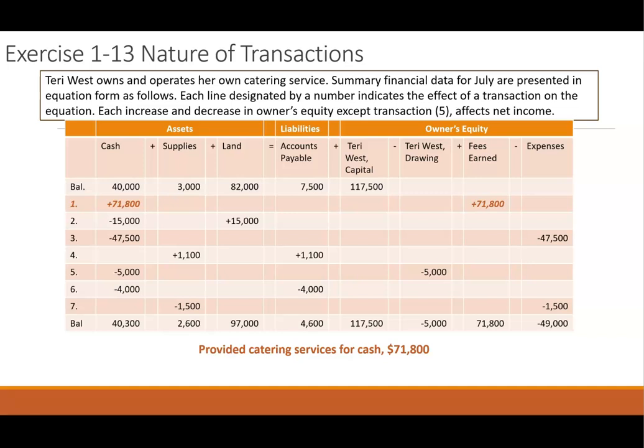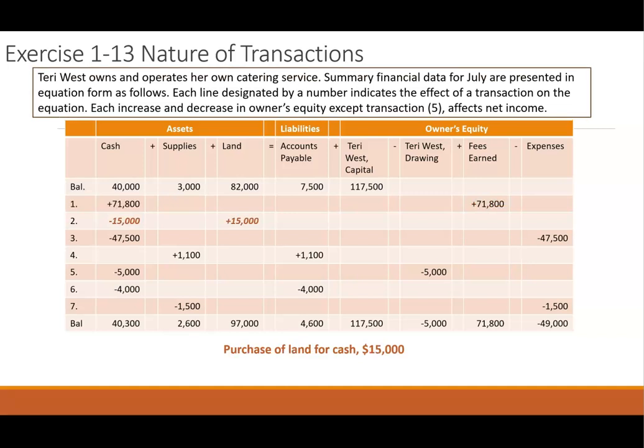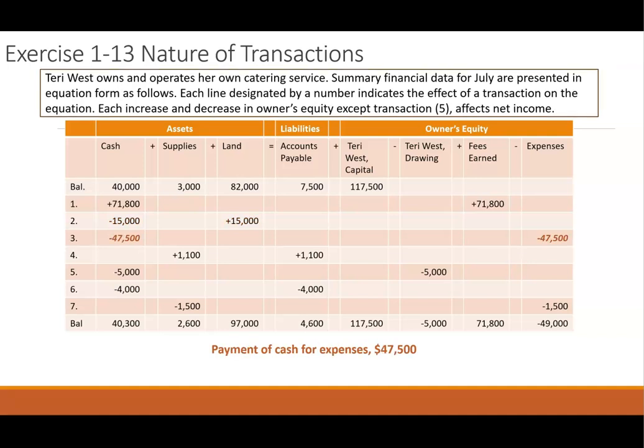Now, in this case, number one, what happened here? Provided catering services for cash. Do you see our cash went up 71.8? And our fees earned went up 71.8. Number two, we purchased land for cash. Our cash went down 15,000, but our land went up 15,000.